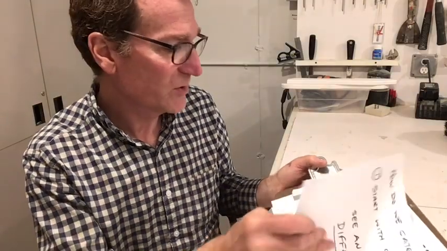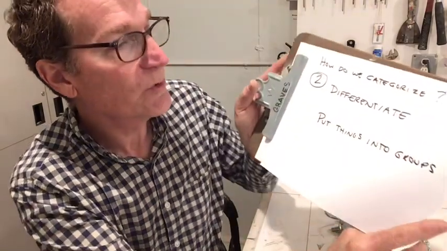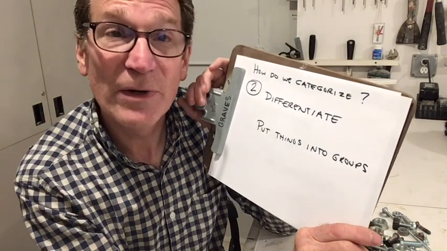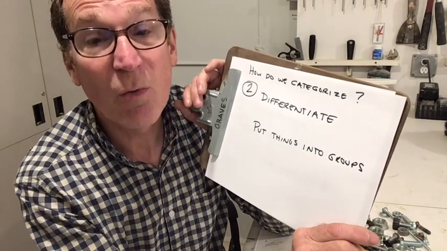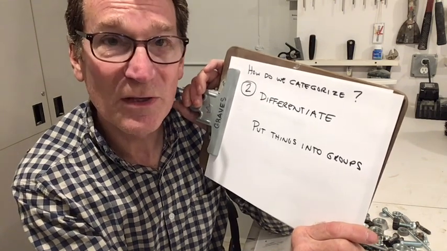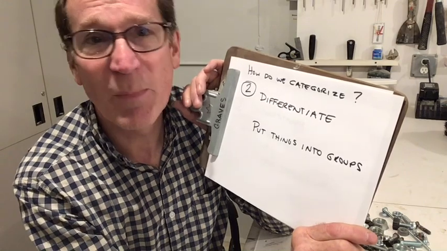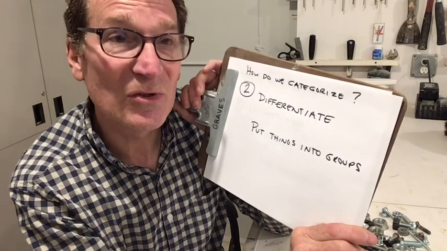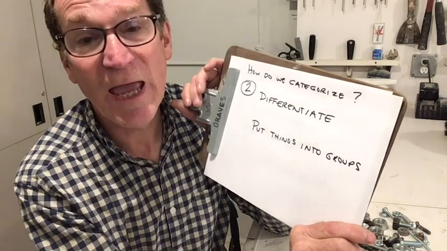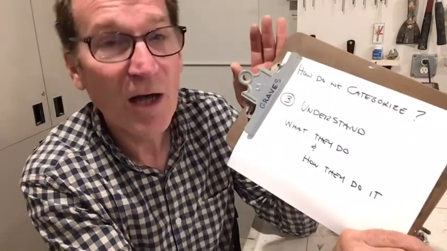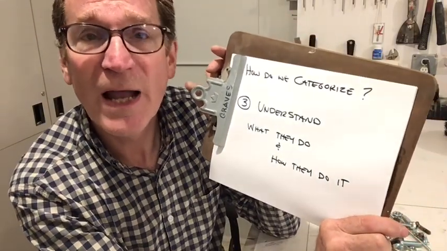So if we start with observation, the next thing we do to categorize is differentiate. Differentiate is where we take some of those qualities or characteristics that we've recognized and start to separate those out so that we can put things into piles. And we can say these things are similar, they have similar characteristics or qualities, and we start to categorize those items. Once we're done with that, we then can understand what they do and how they do it.